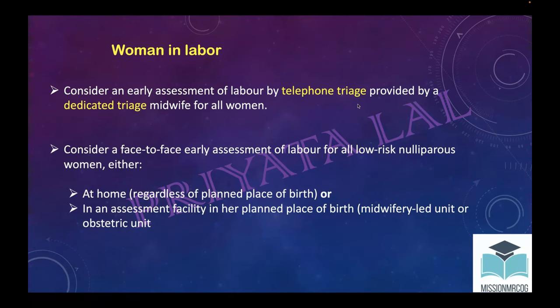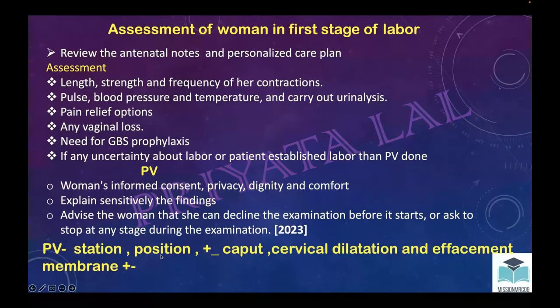And what type of assessment is to be done when the patient comes to you for labor? As every patient will have a plan, first look at the notes and the plan, then assess the contractions, frequency, strength and duration, record vitals, check urine protein or urine analysis, speak about the pain relief options, any vaginal loss, and look whether she requires any GBS profile access.